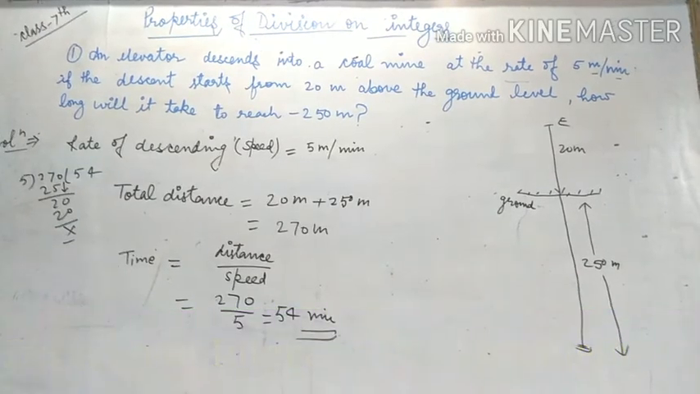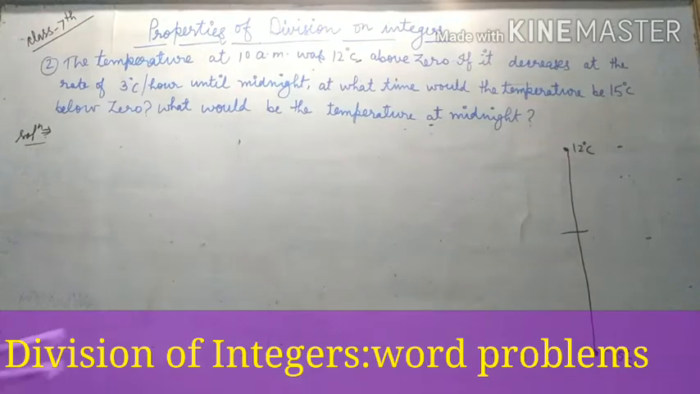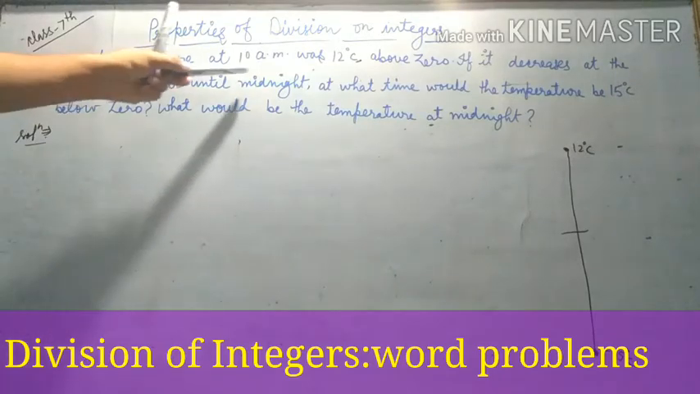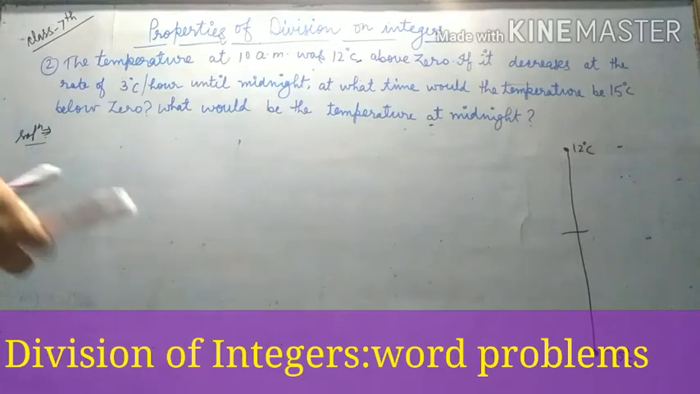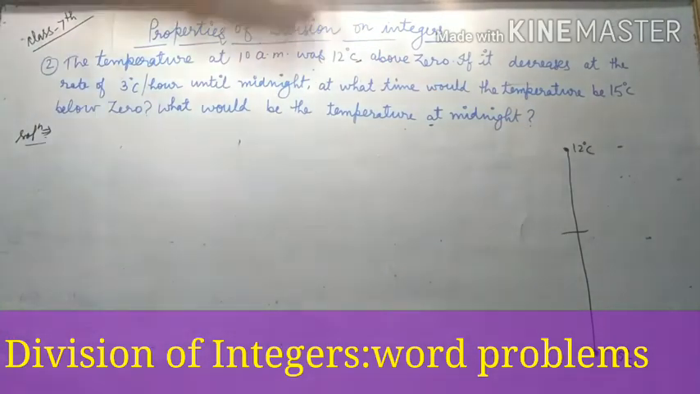I hope you understand. Next question you are seeing on the board. It is just a series of the previous question. The temperature at 10 a.m. was 12 degrees centigrade. Means starting. If it decreases, means going down.